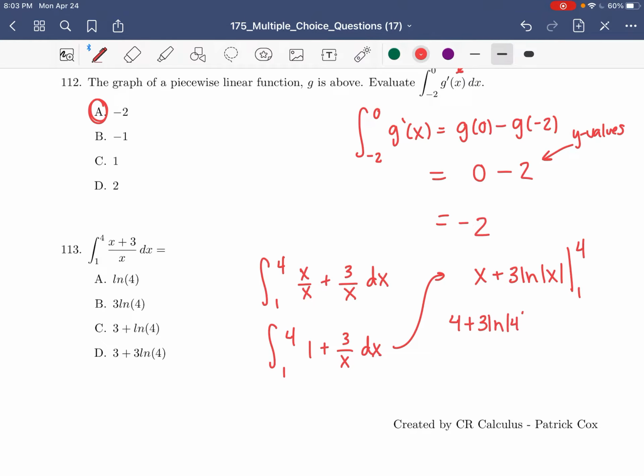So 4 plus 3 natural log of 4 minus 1 plus 3 natural log of 1. So if I simplify this, I get 4 plus 3 natural log of 4 minus 1, but natural log of 1 equals 0, so that will just go away. So really it's 3 plus 3 natural log of 4, or D.